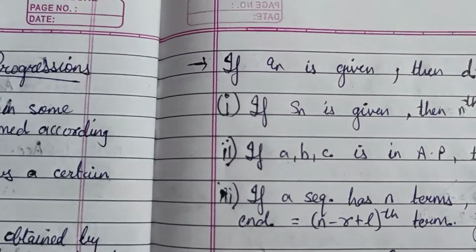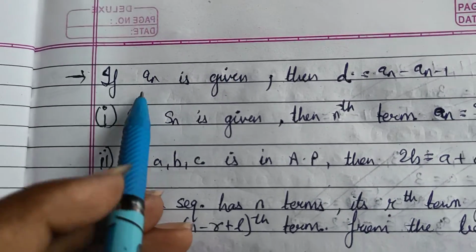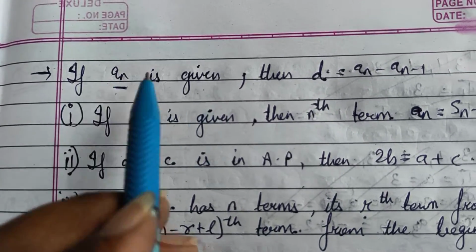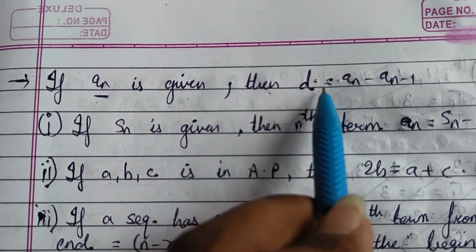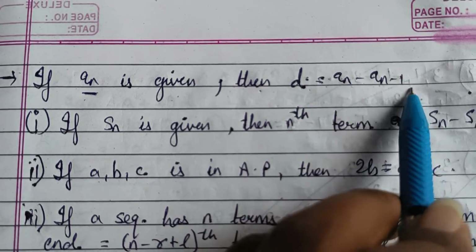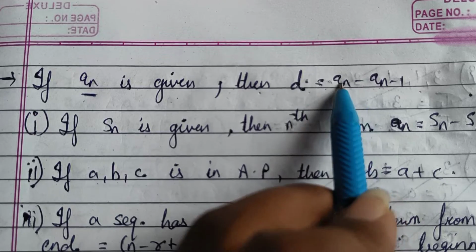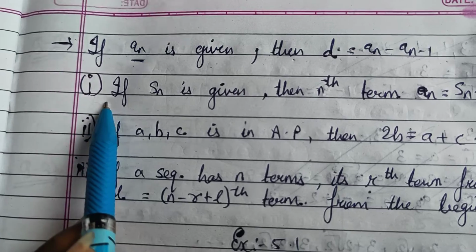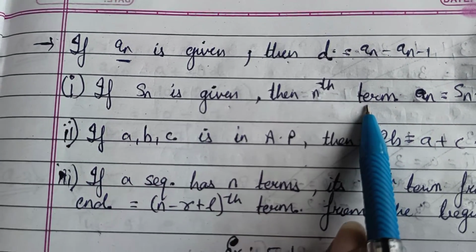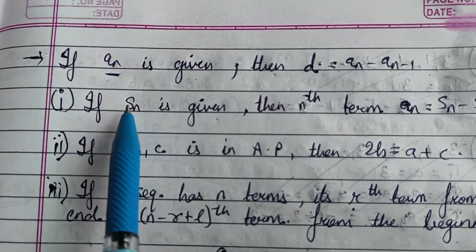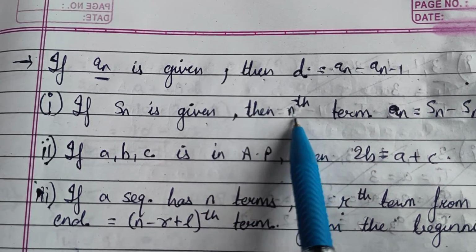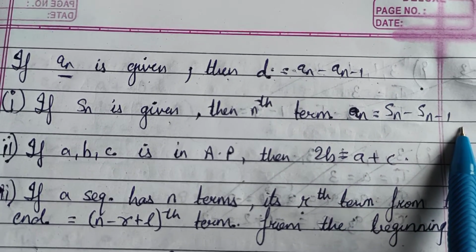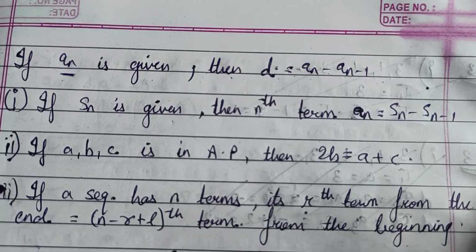Now see, next formulas also we are having, that is if An is given. If you know An, that means the nth term is given to you, then you can use d is equal to An minus A(n minus 1). Whatever the nth term will be there, you have to subtract the previous term from it. Then if Sn is given, meaning the sum of n terms is given to you, then you can find the nth term by An is equal to Sn minus S(n minus 1). First Sn, then minus of S(n minus 1).